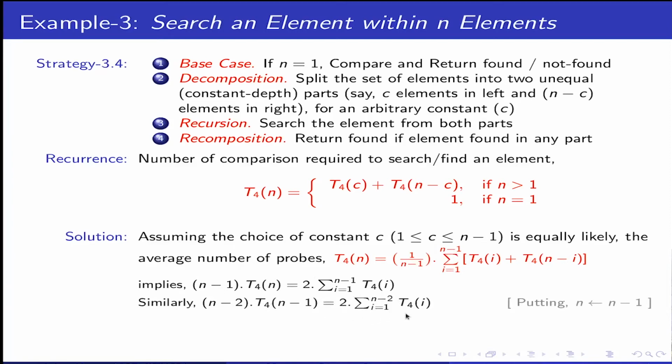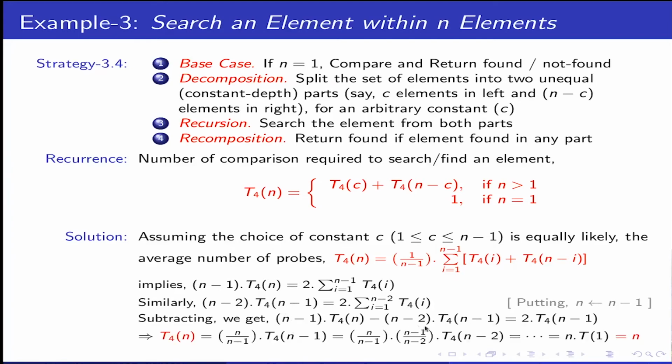Put n equal to n minus 1, the same equation delivers this. Subtract first minus second, you get n minus 1 into this equal to this. If you try to solve it, it just gives you T(n). If you put everything on this side, it will be n by n minus 1 into T(n minus 1). Which means T(n minus 1) is again n minus 1 by n minus 2 into T(n minus 2).